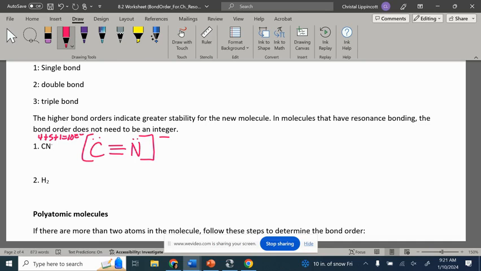How many bonds do I have? 3. How many bond sites do I have? 1. 3 divided by 1 is 3. 1? Oh, I only have one spot. This is getting bonded. Okay. Can you have more than one? Yeah, we're going to get into it. I'll take you back up to that.